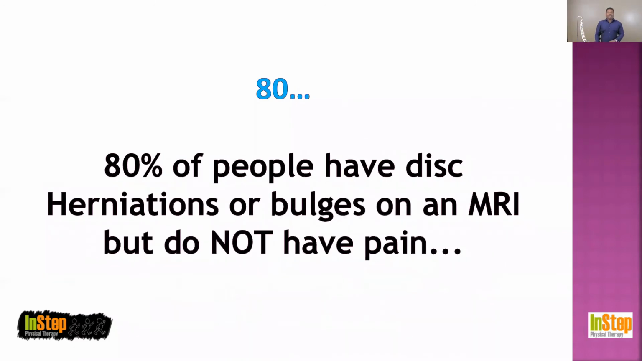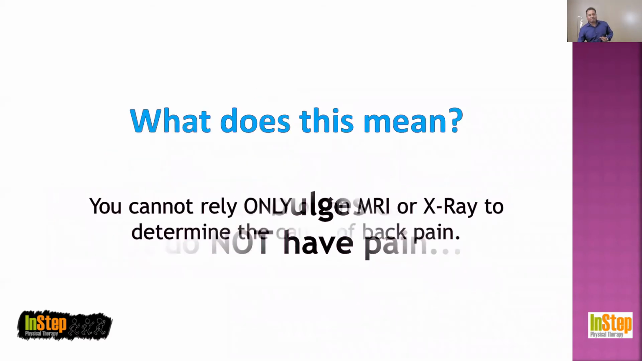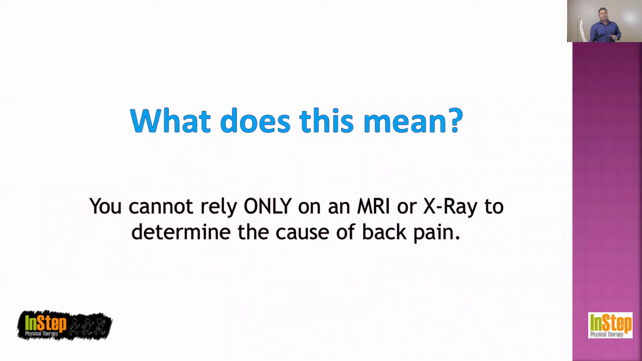80% of the people will have disc herniations or bulges on MRI, but do not have any pain. Go figure that out, right? What does that mean? Well, that means you can't rely on just MRIs and X-rays and what you see there. You can have issues with no symptoms also, but when you get symptoms, that issue is not the only reason. That's what I'm trying to say.